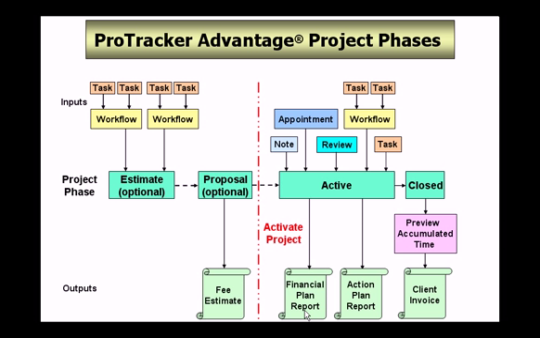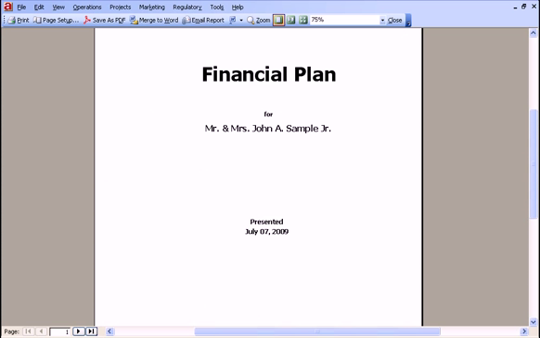The second standard project report is called an action plan report, which will not be discussed in this tutorial. If you would like to learn more about the action plan report, please refer to the tutorials available for download at protracker.com. Let's begin with a visual sample of a financial plan report. Essentially, a financial plan report is a roadmap for a client based on the information that the client has provided.